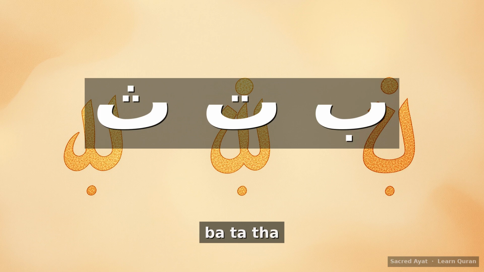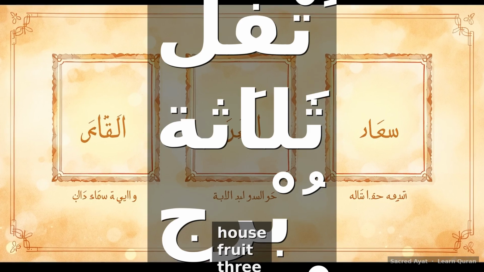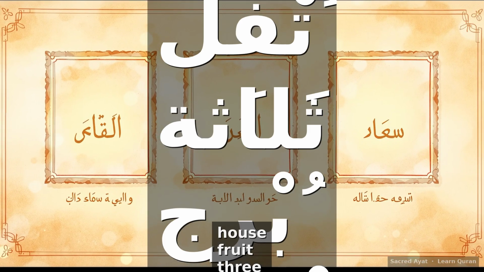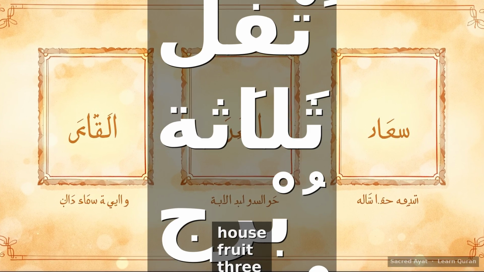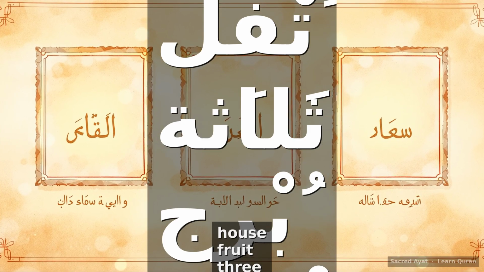Dots decide the letter. First, bayt. Slow, bayt. Translation, house. Here Ba starts the word with a short A, then it ends with the T-ah sound. Second, tifl. Slow, tifl. Translation, child. Notice the Ta is first with a long A. Third, thalatha. Slow, tha-la-tha. Translation, three. The Tha starts the word, followed by a long A.